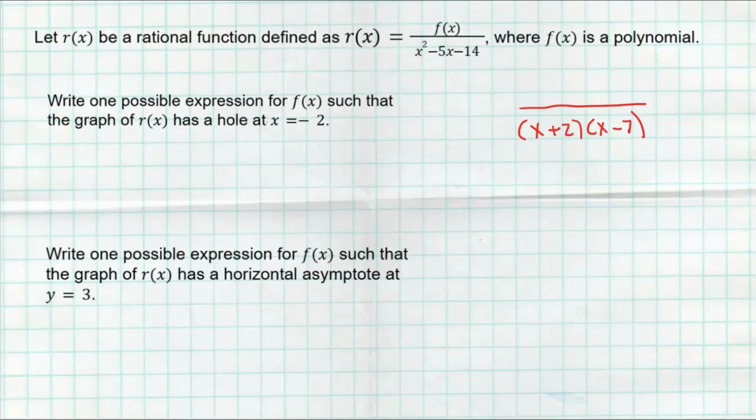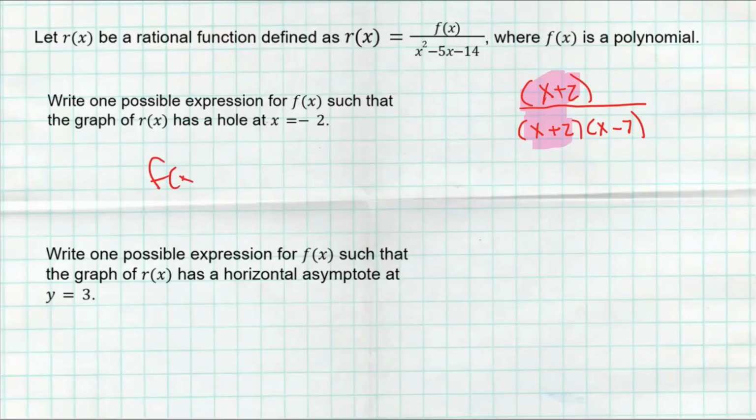Now, if I want to have a hole at negative 2, I need negative 2 to turn the numerator and the denominator into 0. So I need to put an x plus 2 in the numerator. That way I get this shared factor that could be removed. That's going to create the removable discontinuity, or the hole at x equals negative 2. So basically that's it. That's going to answer the question.